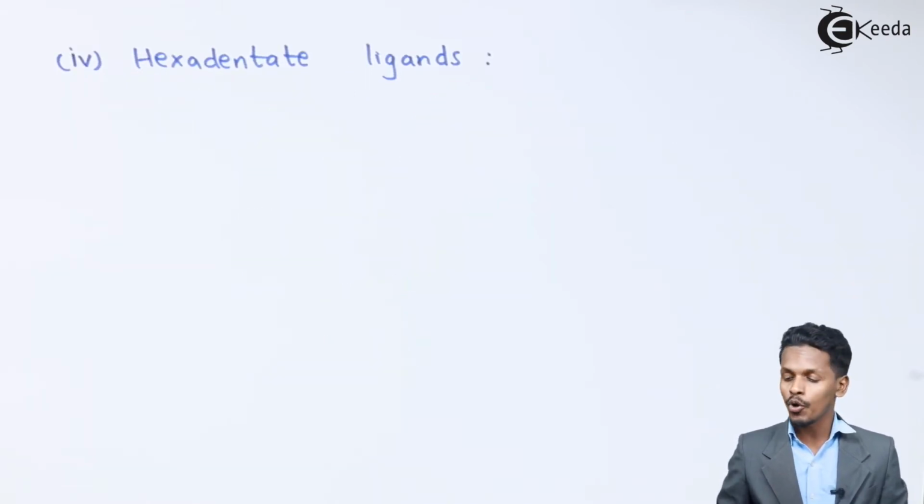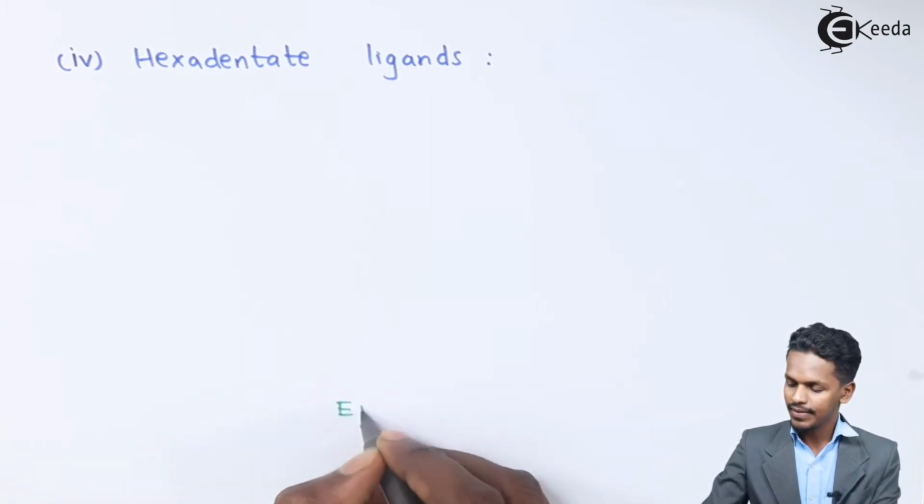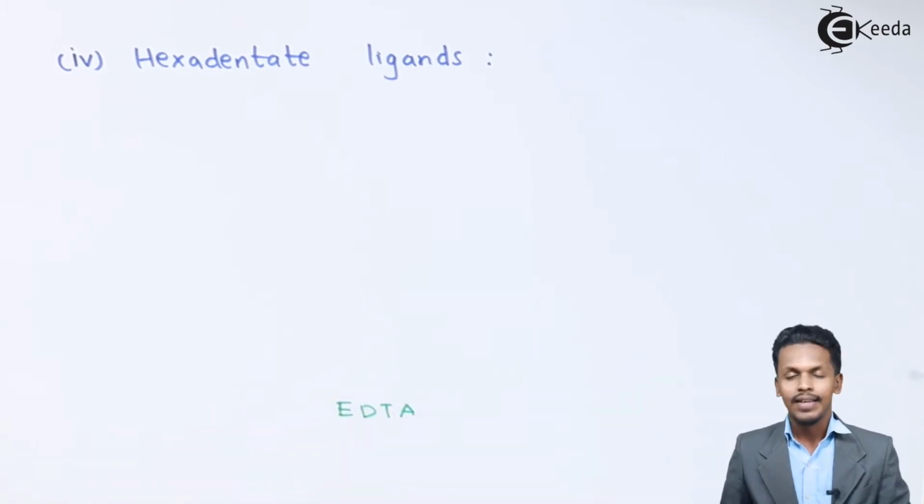And now let me talk about the next one. The next that I'm going to talk about is hexadentate ligands. As the name suggests, there would be six donor atoms. Based on that, let me talk about the common ligand, and that is EDTA, that is ethylene diamine tetraacetic acid. In that case, let me give you the structure of this.